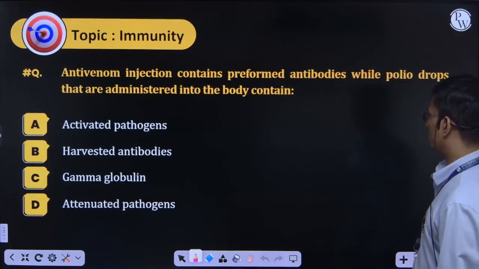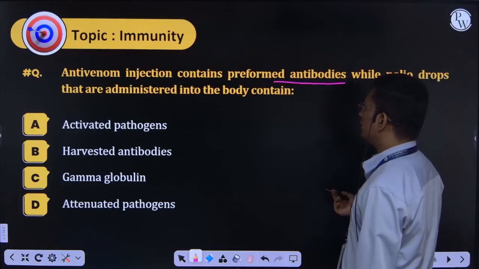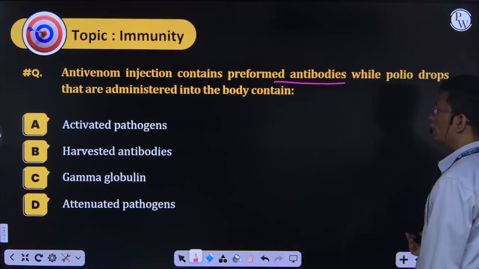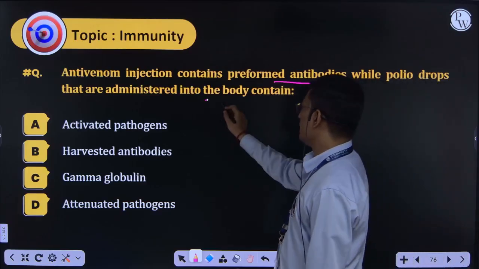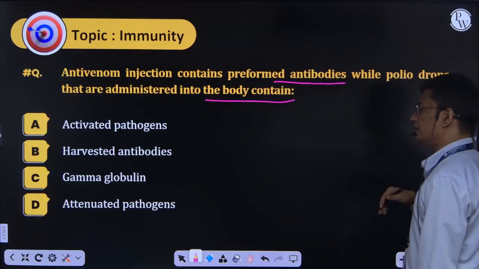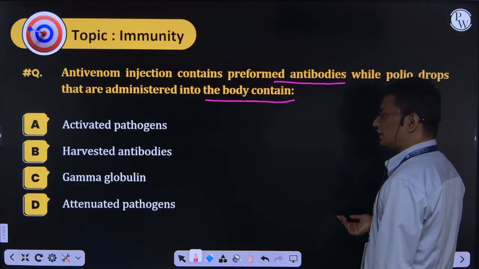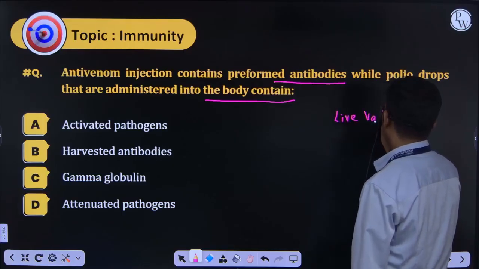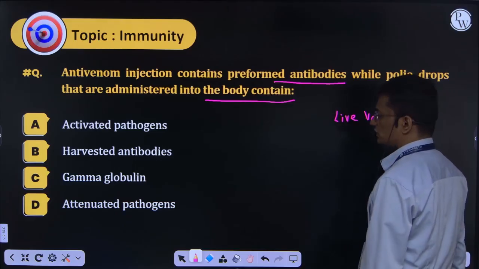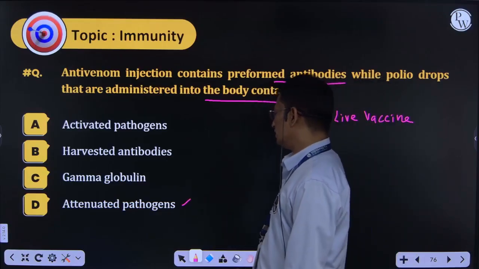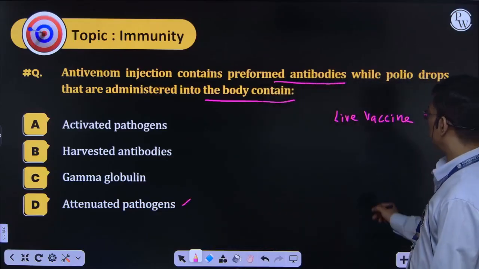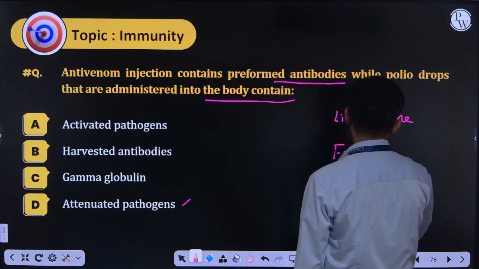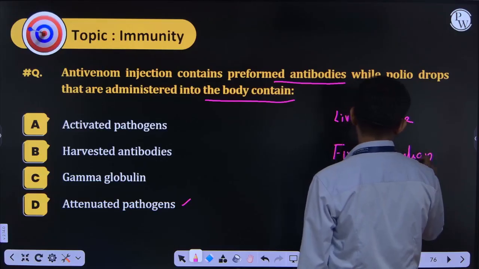Antivenom injection contains preformed antibody, meaning the serum contains preformed antibody produced in other animals, while polio drops are administered into the body. Polio drops contain inactivated or attenuated, weakened pathogen, but it is considered a live vaccine, and it is a first generation vaccine. In a first generation vaccine, the complete organism is used for making the vaccine.